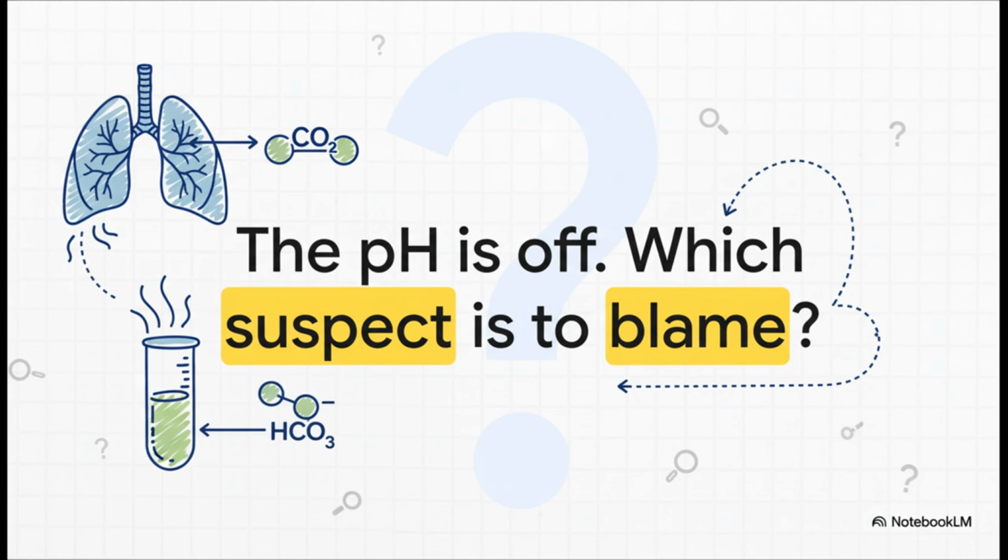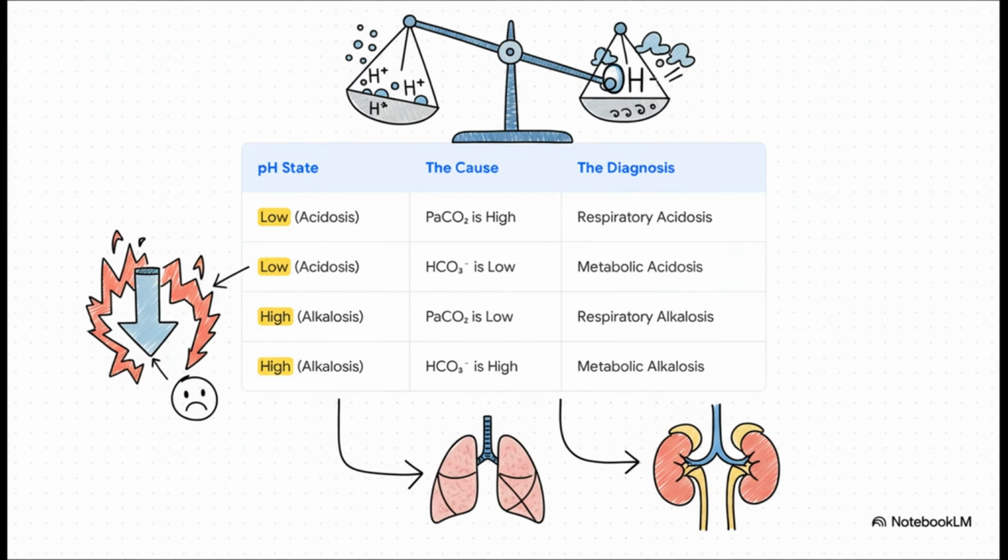We just have to ask ourselves, was it the lungs and their control of CO2? Or was it the kidneys and their management of bicarbonate? And this table, you guys, this is where the magic happens. It's so simple. You just match the pH problem with the value that logically explains it.